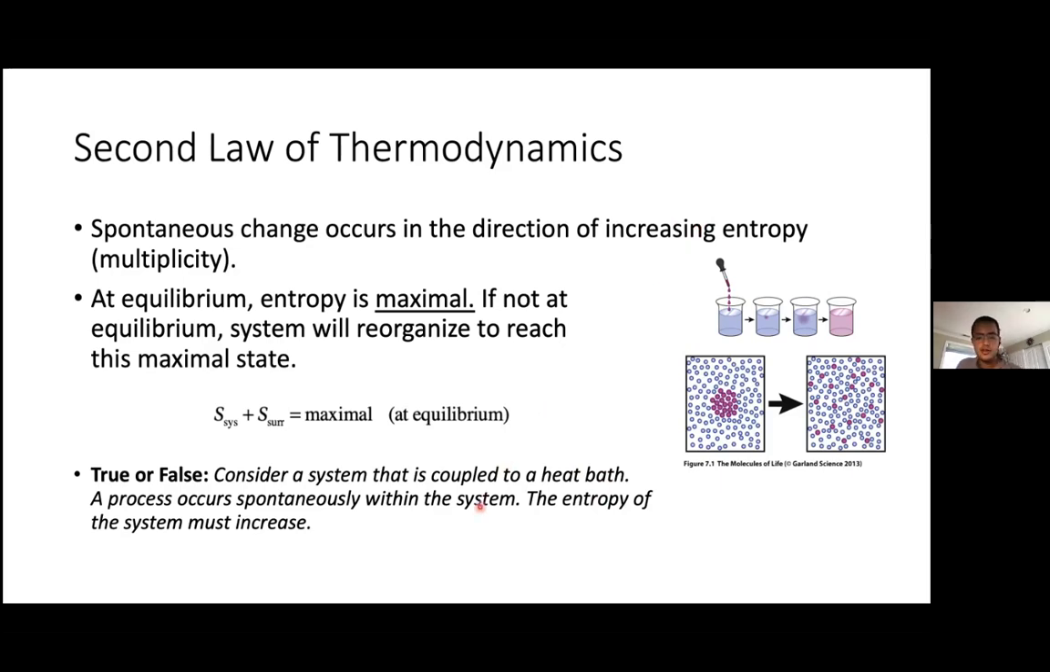This is kind of a trick question because in this case, it's false. It doesn't have to increase because the entropy of the system can decrease. But if the entropy of the surroundings increases more, then it'll still follow the second law of thermodynamics. So in this case, it's actually false.